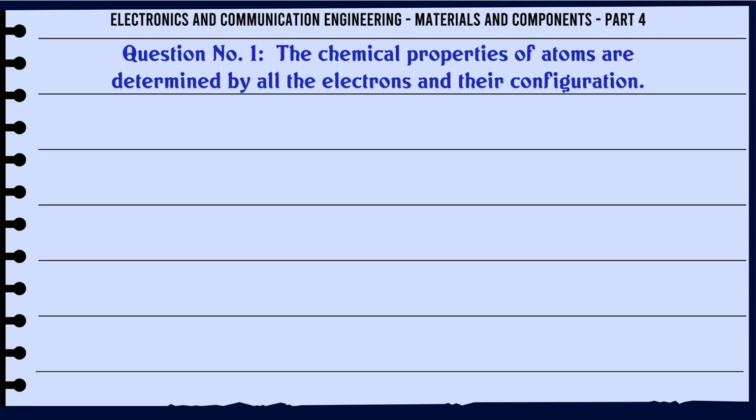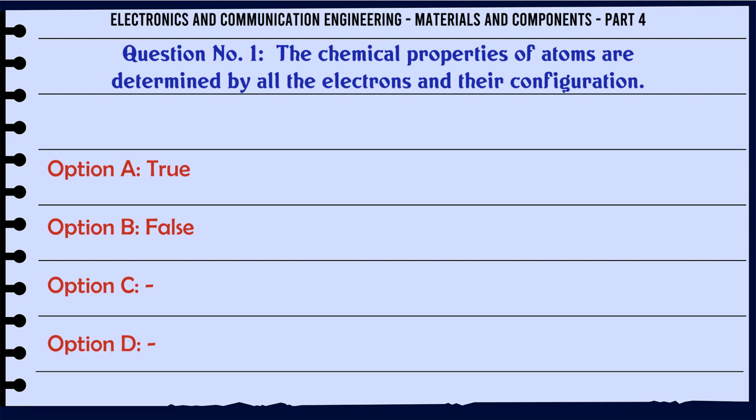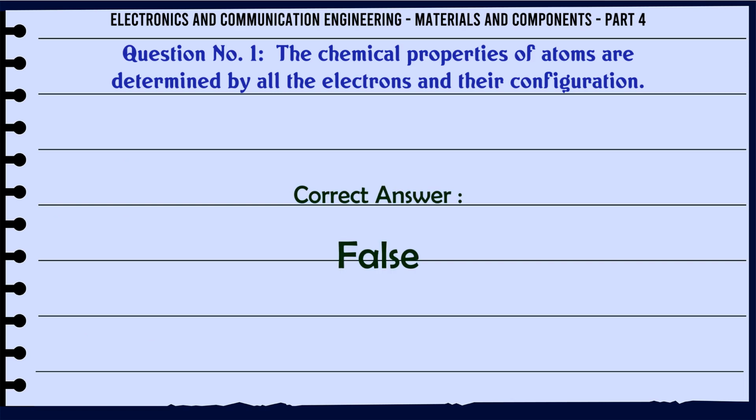The chemical properties of atoms are determined by all the electrons and their configuration. A. True. B. False. The correct answer is false.